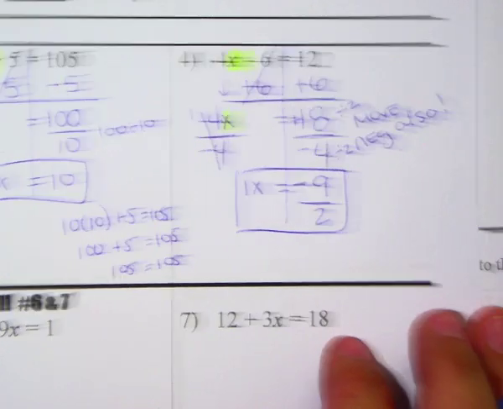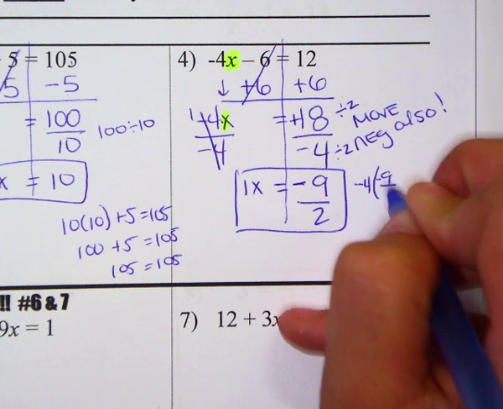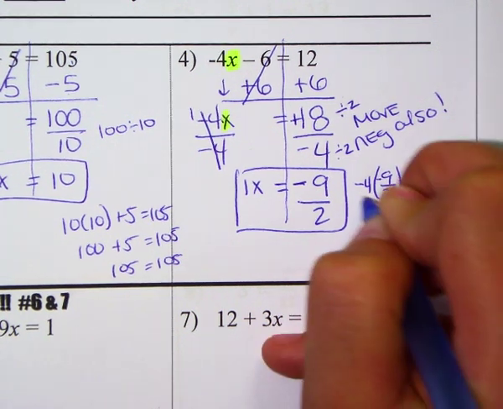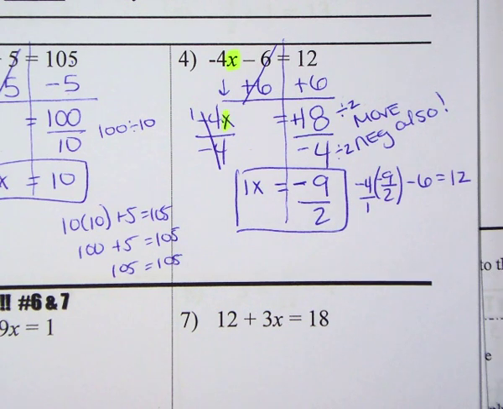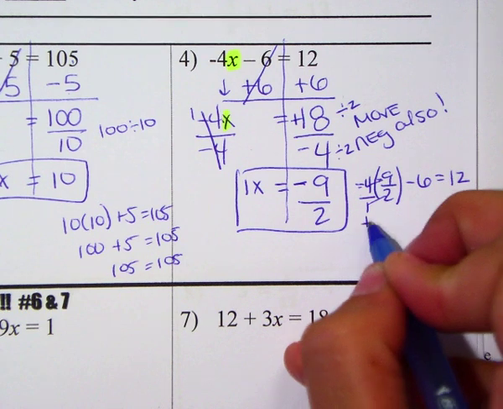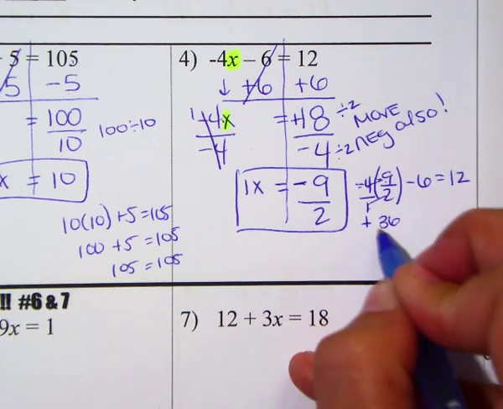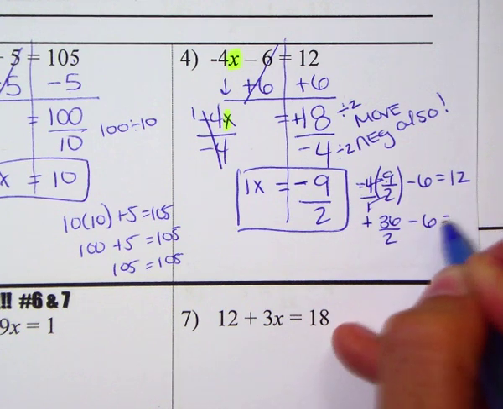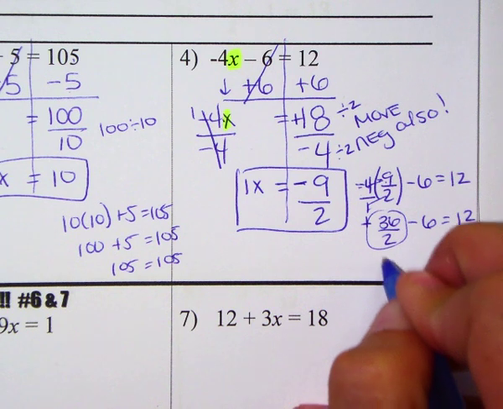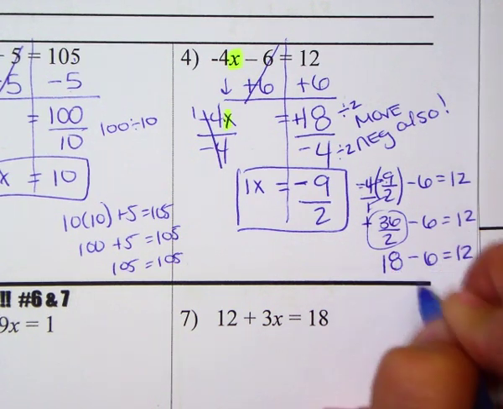To check the answer, negative 4 times negative 9 over 2 minus 6. I'll put negative 4 over 1, so I multiply straight across. Negative times negative is a positive. 4 times 9, 36. 1 times 2 is 2. 36 divided by 2 is 18. 18 minus 6 is 12.